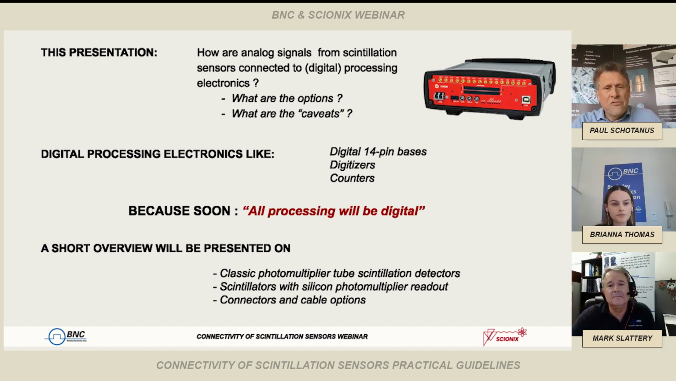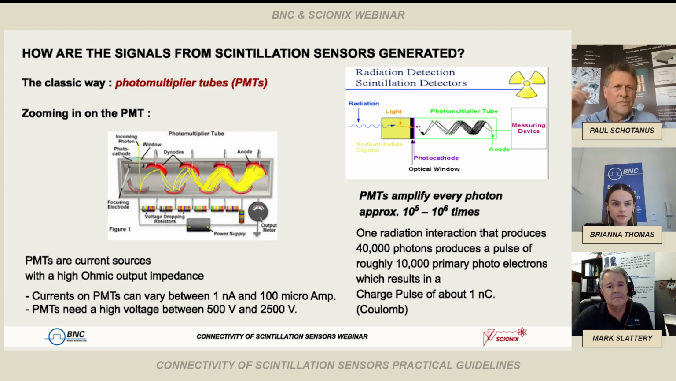I'll be giving a short overview on the working principle of classic photomultiplier tubes, the most ancient type of scintillation detectors, and scintillators coupled to silicon photomultipliers, and we'll go a little in detail into connectors and cable options. So let's first take a look at how signals actually are generated from scintillation sensors.